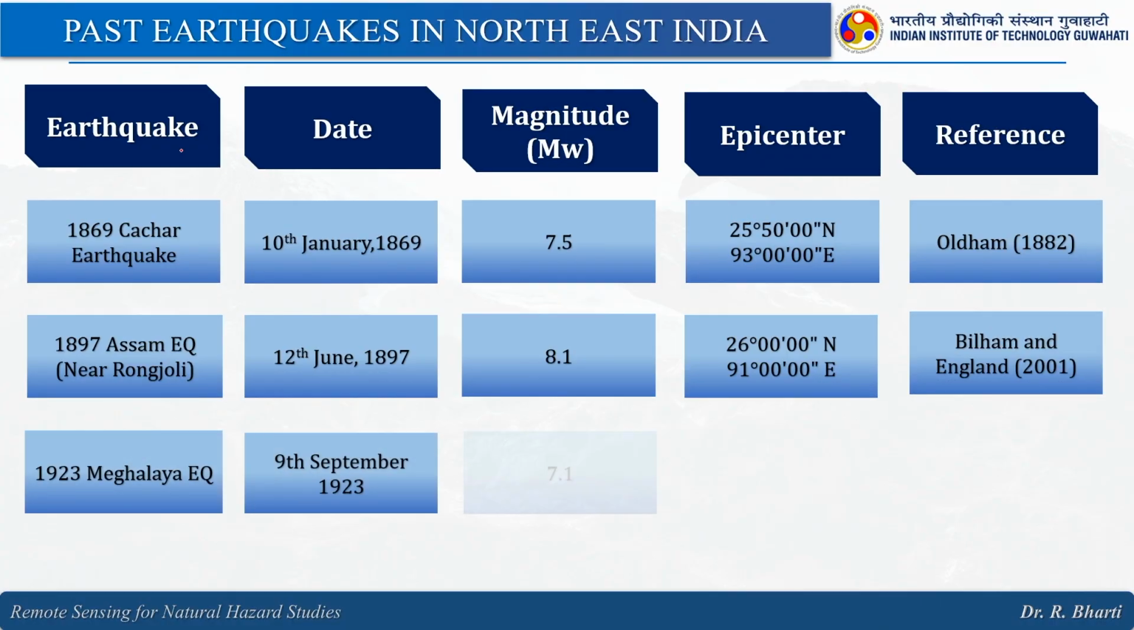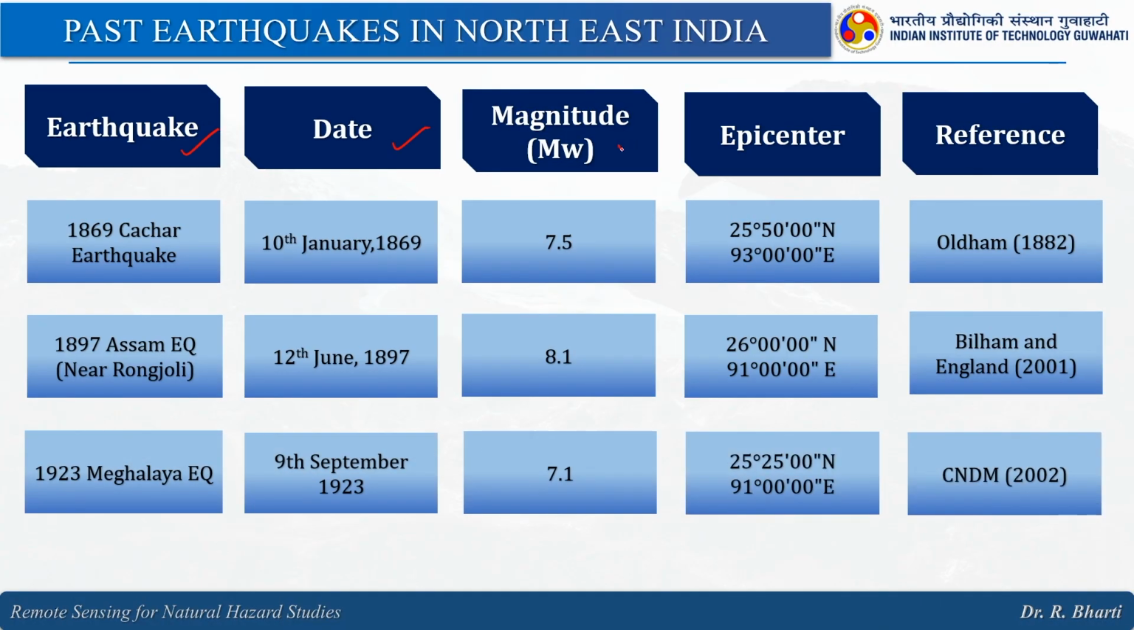When we talk about the earthquake activities in Northeast India, here is the list. You can see the earthquake, date, magnitude, epicenter and the reference. These papers explain these earthquakes. In the year 1869, the Kachar earthquake occurred on 10th January with a magnitude of 7.5. This is the 1897 Assam earthquake, on 12th June, and the magnitude was 8.1.